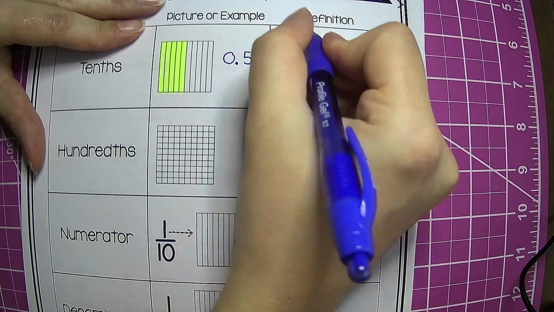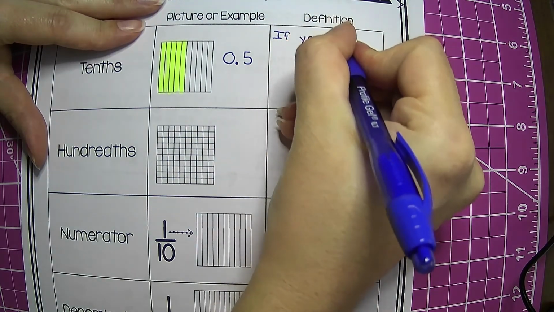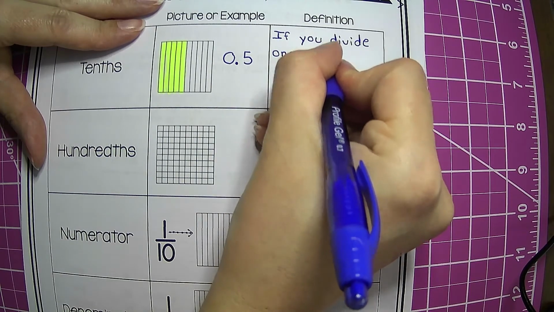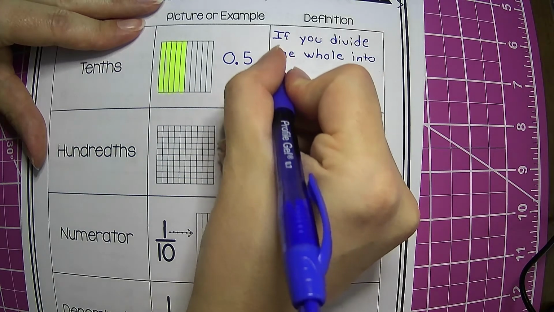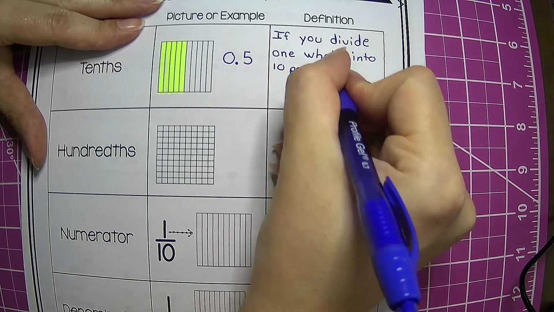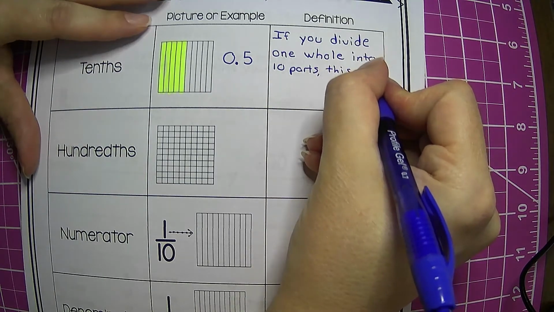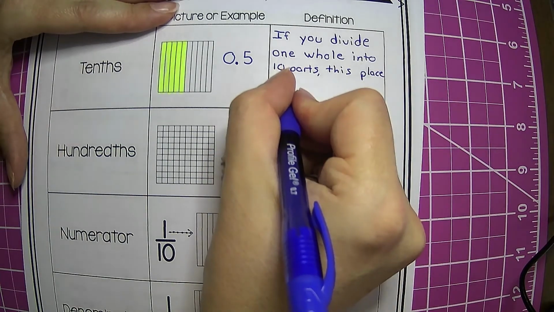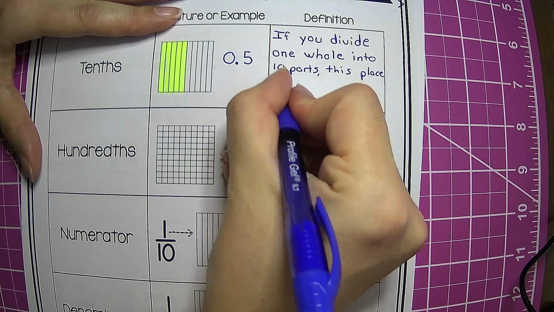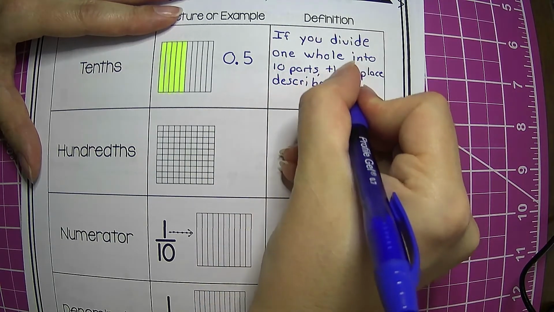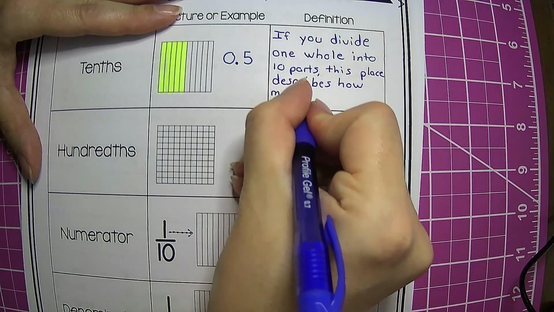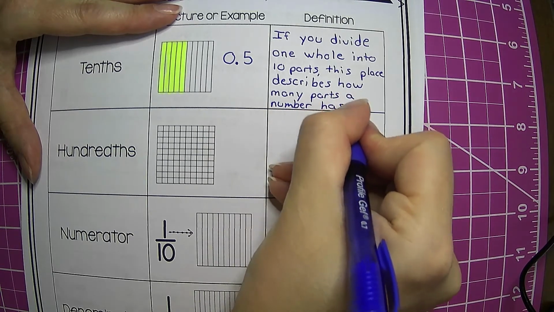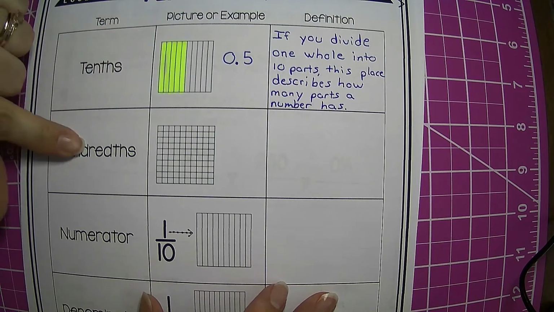So for our definition, if you divide one whole into 10 parts, this place, meaning this place value, describes how many parts a number has. All right, so now that's tenths. Now we're going to look at hundredths.